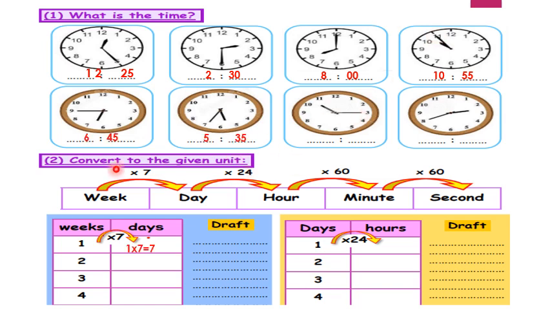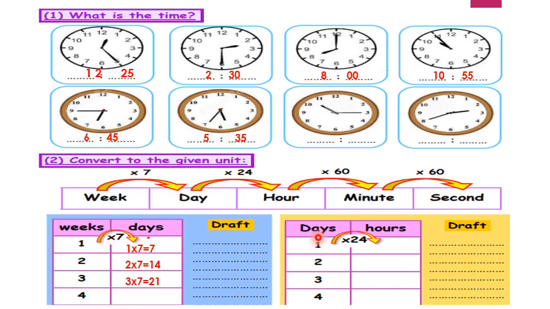Now let's convert to the given units. Here I have 1 week and I want to know how many days are in the week. The week has 7 days. So 1 by 7 equals 7. What about 2 weeks? 2 weeks has how many days? 2 by 7 equals 14. 3 weeks, 3 by 7 days. So 3 by 7 equals 21. So when we convert from weeks to days, I'm going to multiply by 7.